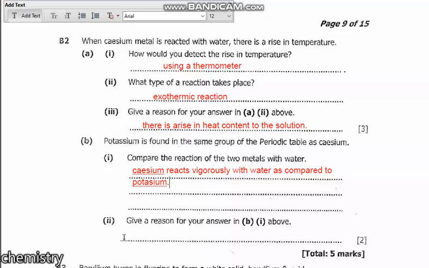Give a reason for your answer. This is because calcium is more reactive than potassium. Remember, as you go down the group, elements become more reactive.